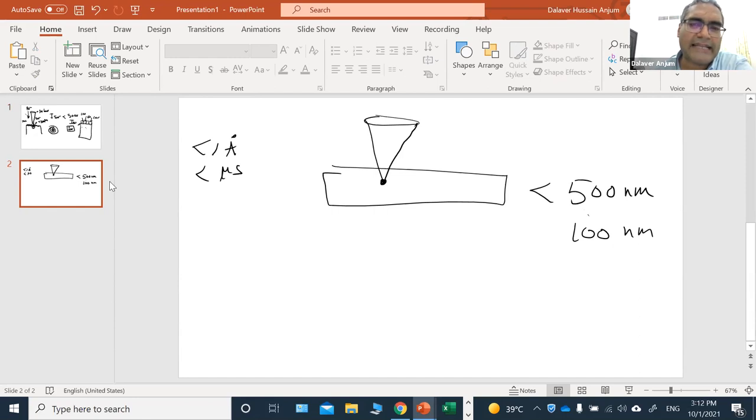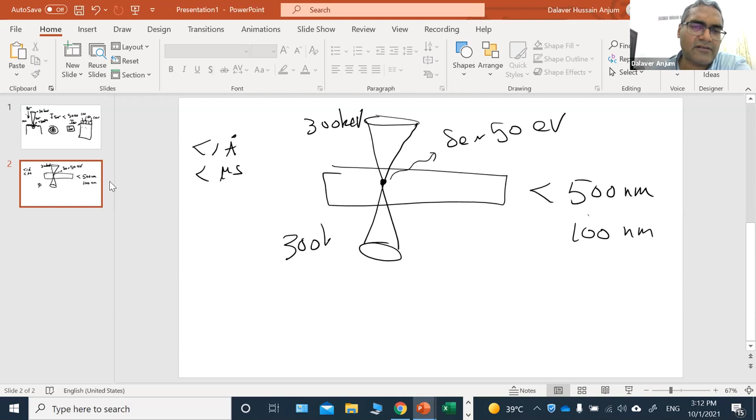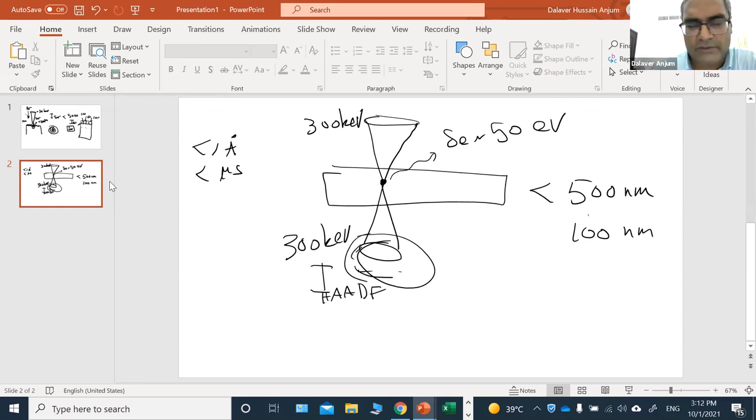Then we don't look at the secondary electrons. The beam energy is typically 300 keV, and secondary electrons, if you remember, are about 50 eV. But here we look at the 300 keV electron signal. We call it the HAADF signal, high angle annular dark field signal. You remember the cartoon I presented in the presentation. At each pixel we collect that signal, and because the pixel size is so small, we construct an image.